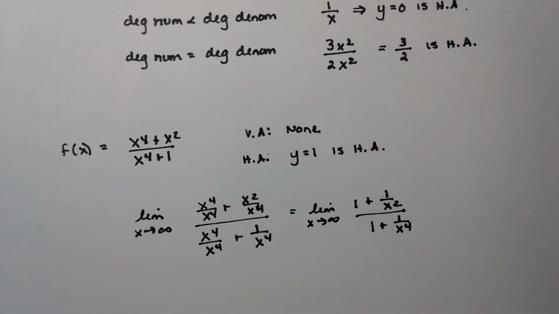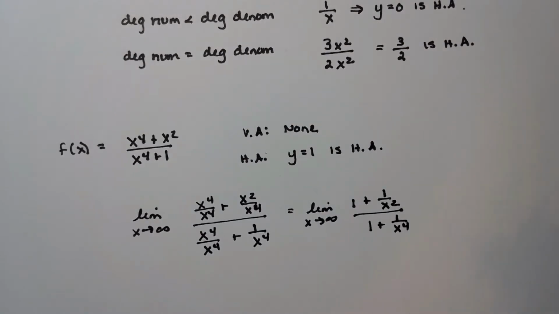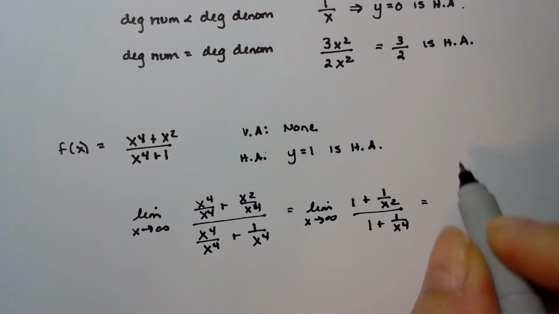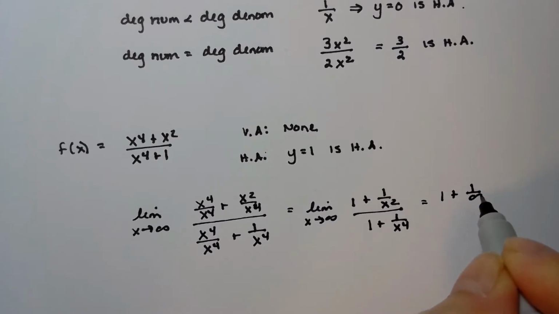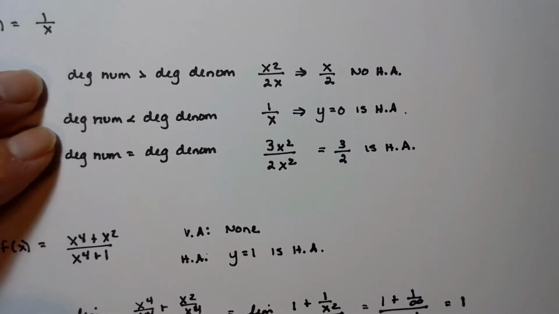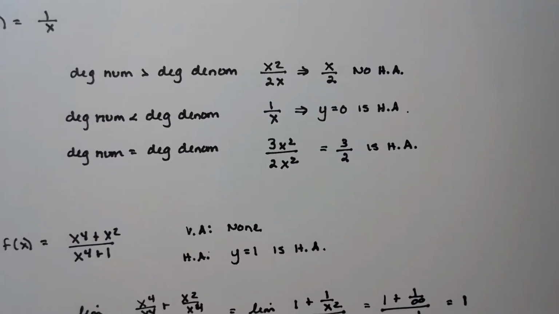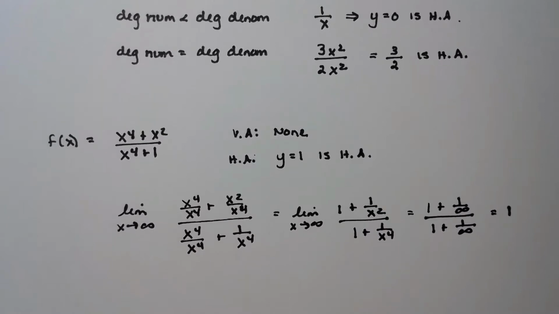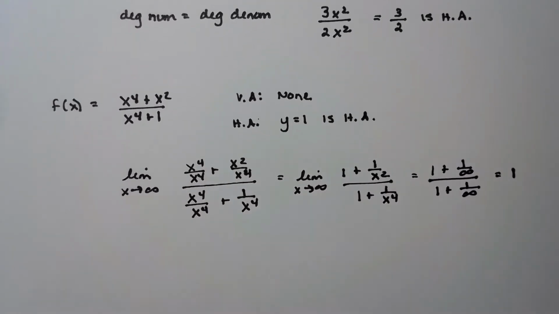At this point, I can't simplify that anymore, so I would plug infinity in for x. So I'd have 1 plus 1 over infinity squared, which is infinity, 1 plus 1 over infinity to the 4th, which is infinity. So I can find my horizontal asymptote to be at y equals 1. So we can use limits to find horizontal asymptotes. But what it's essentially boiling back to is this thing right here. So you don't even really have to use them unless you're asked to show it using a limit.